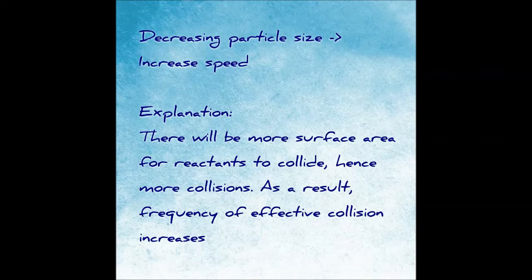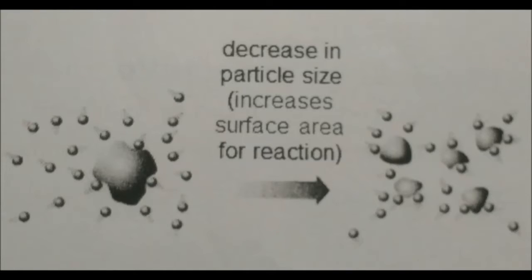Now when we talk about the particle size, when there is a decrease in particle size, it would have an increase in the speed. This is because a smaller particle size will have a bigger surface area. The more surface area will allow the reactants to collide more, and thus the frequency of effective collision will increase. It looks something like this.